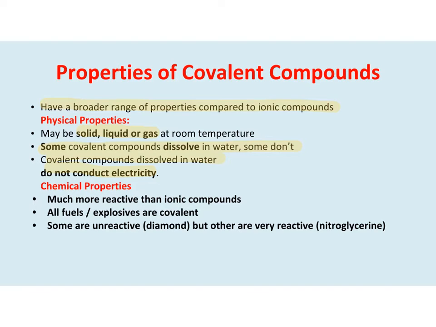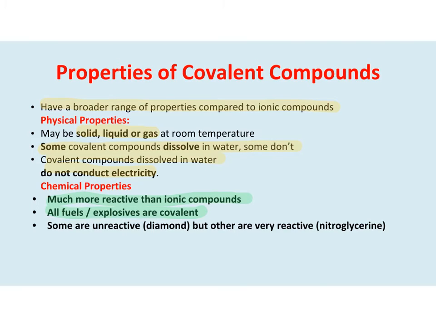Okay, now some of the chemical properties of covalents, again, much different than ionics. They're much more reactive than ionic compounds. Okay, they will react with a lot more things than ionic compounds will. All of our fuels and explosives are covalent. If you're going to make a bomb or a fuel like gasoline or propane, they're all going to be covalent because they're a lot more explosive than ionic compounds.